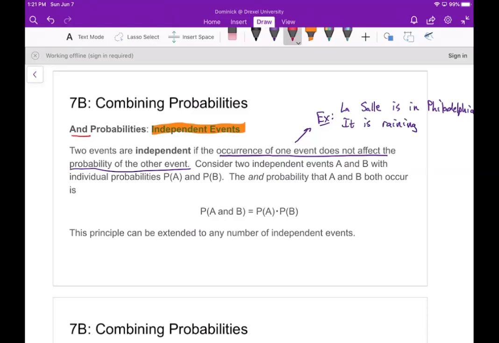Now, if you have two independent events, A and B, with their individual probabilities, probability of A and probability of B, then if we want the probability of both of them occurring, we're just going to multiply those probabilities together. And of course, you could extend this to any number of independent events. If you have 4 independent events and you want to know the probability that they all occur together, we would multiply their probabilities together.